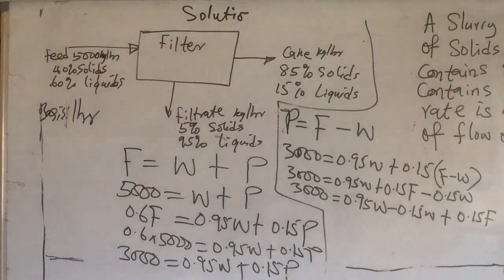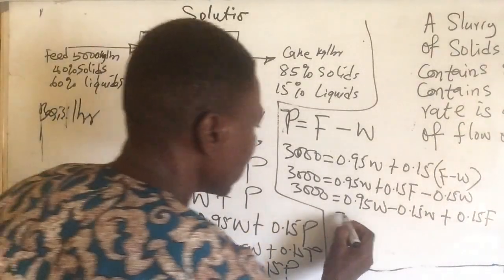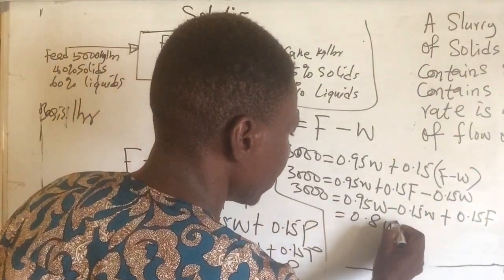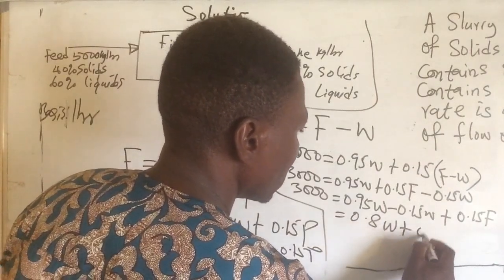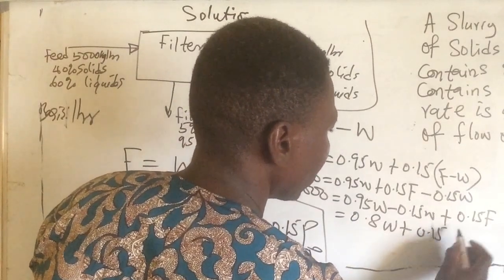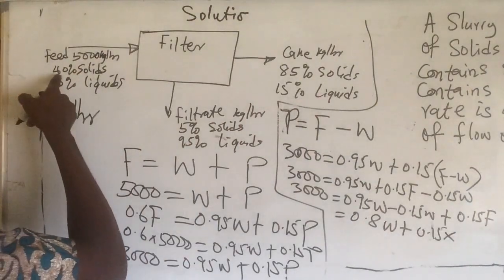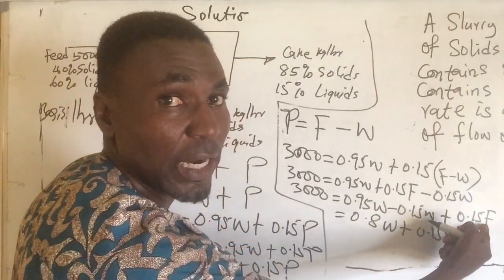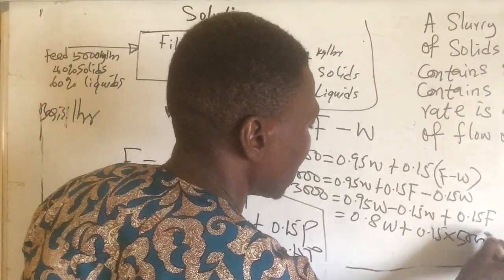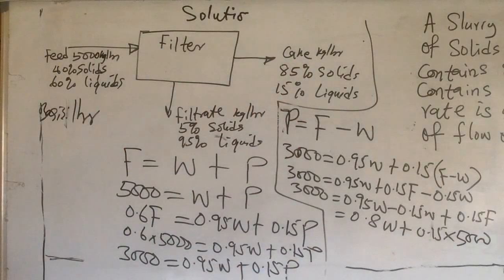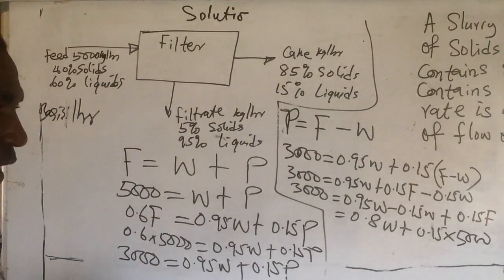So when you subtract 0.95 minus 0.15, you now have 0.8 W plus 0.15 times F. Remember, our F is 5,000. So we remove this and put our 5,000. Now you multiply 0.15 times 5,000. We now have 750.